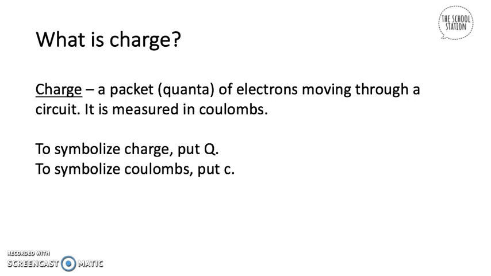So therefore, charge is a packet of electrons moving through a circuit and is measured in coulombs. What we have to really know is that charge is electrons moving through a circuit, and to symbolize charge in a formula we put Q. The reason we put Q is because Q stands for quanta, which is a packet of electrons. To symbolize coulombs, which is the unit for charge, we put C.